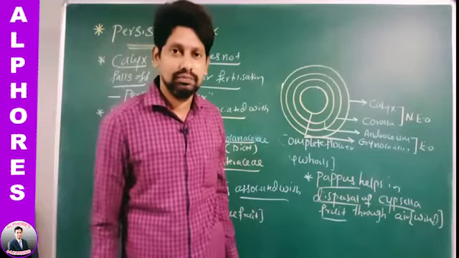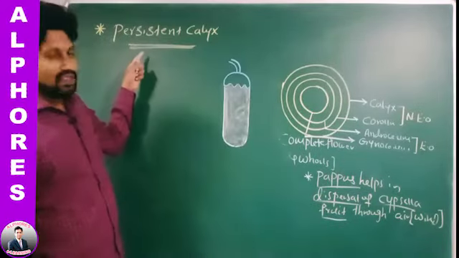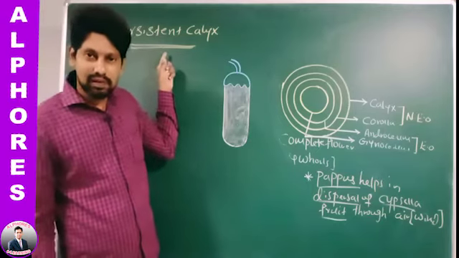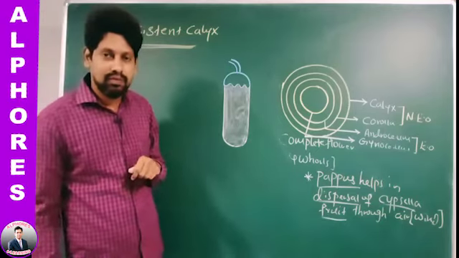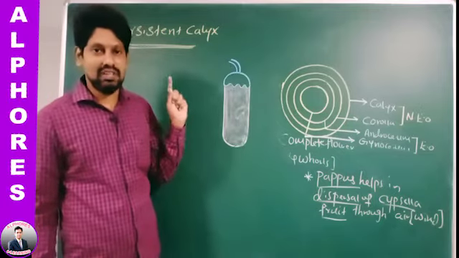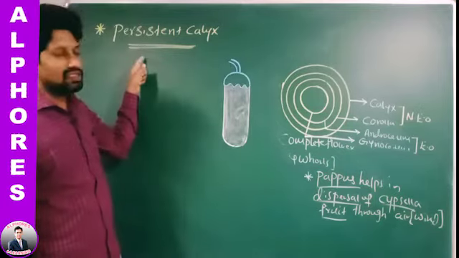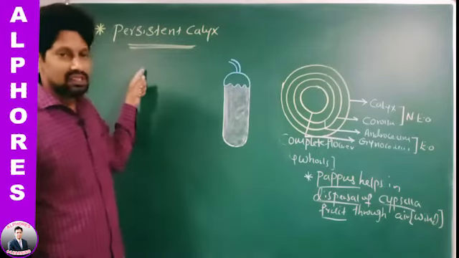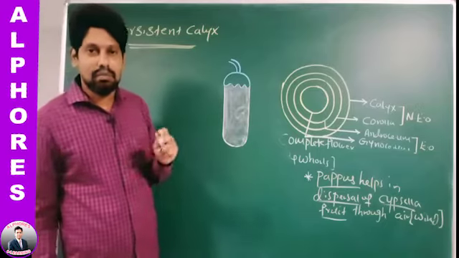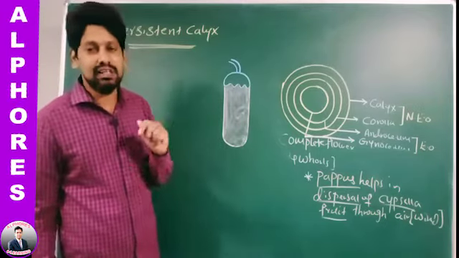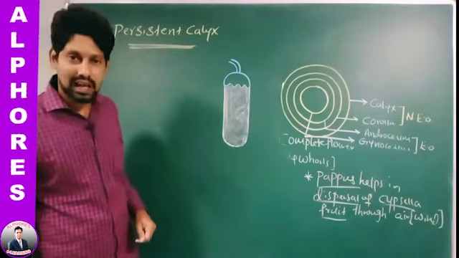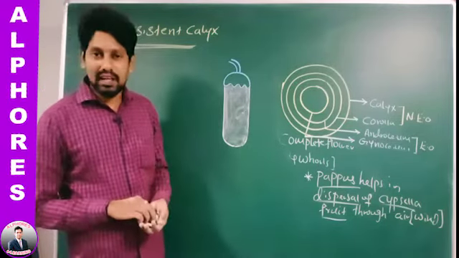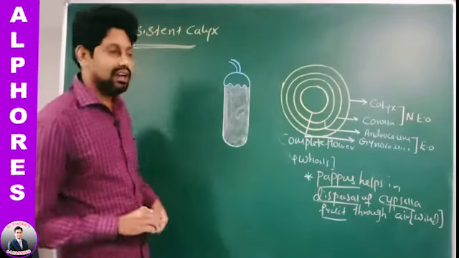Right? We are discussing persistent calyx. Sir, persistent calyx is present in the Asteraceae family and the Solanaceae family. We completed persistent calyx in Asteraceae. Now we are going for persistent calyx in the Solanaceae family. In the Solanaceae family, this persistent calyx is of two types. What are they? Marcescent calyx and accrescent calyx.